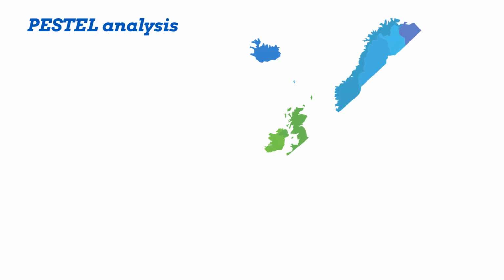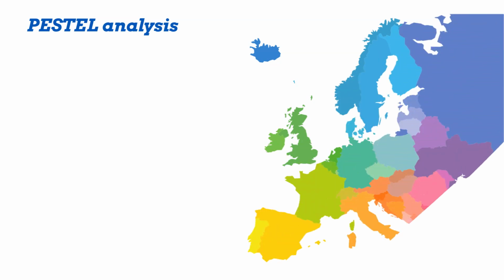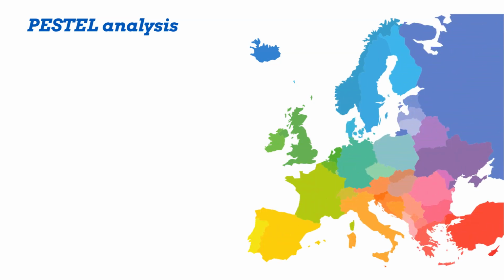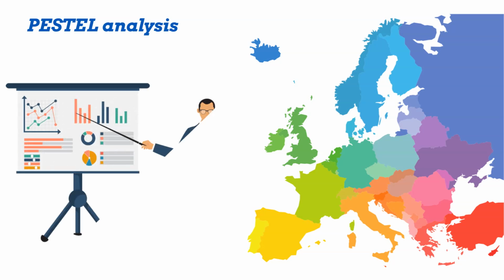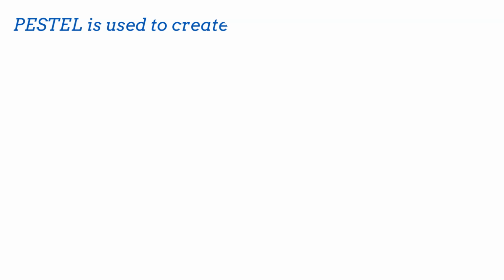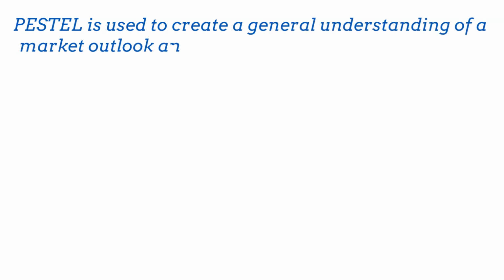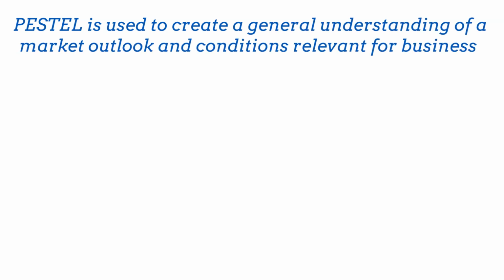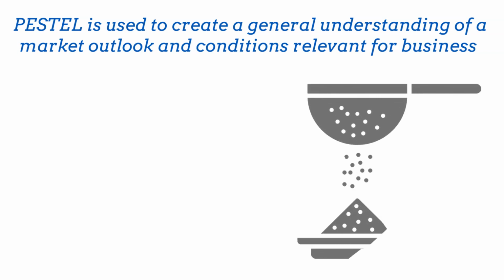Let's explain. Especially in cross-border deals, PESTEL analysis is the first framework used to assess market attractiveness. Within a country, it has less importance in general, but certain aspects have to be taken into consideration as well, especially in cases when potential targets come from another sector. PESTEL is used to create a general understanding of a market outlook and conditions relevant for business, and it is usually a first filter to decide about your preferences, either to explore more or let it go.